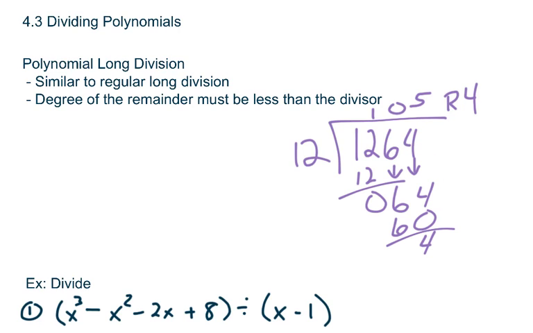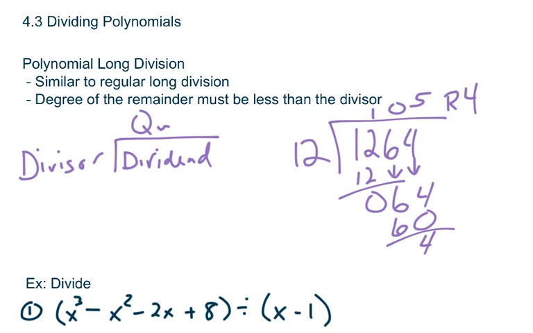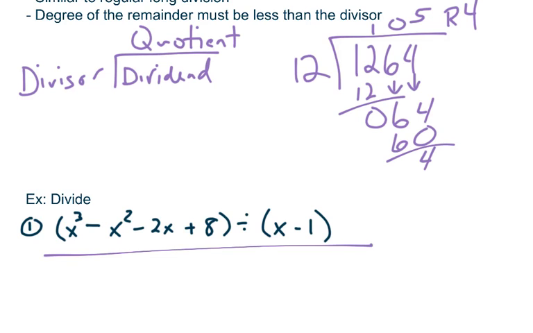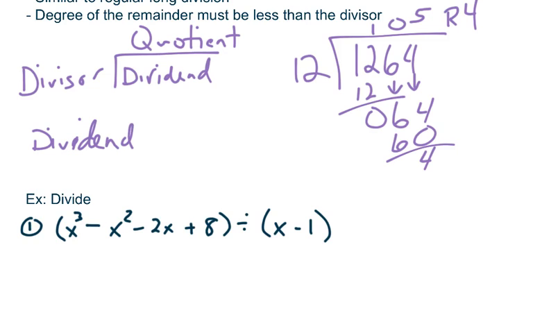We're going to do the same thing here, but with polynomials. So, just as a reminder of where things go, the divisor goes on the outside of our cage. The dividend goes on the inside, and then the answer up top is called the quotient. So divisor, dividend, quotient. And when we write it out like number 1 down here, the divisor is actually second. So it's dividend divided by the divisor equals the quotient.